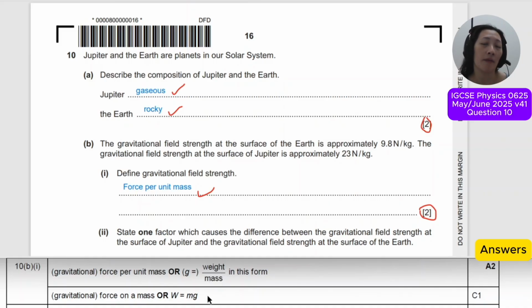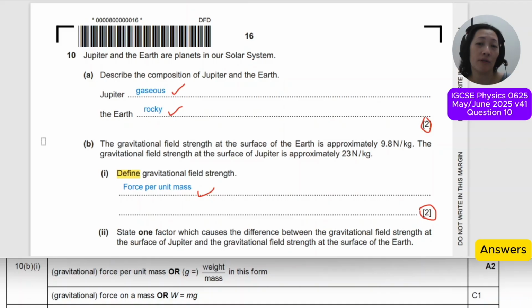If you wrote it in the form of W equals mg, you're writing W, which is the weight, as a subject instead of the gravitational field strength. That's why you won't be awarded the 2 marks. So how you write the answer is important, not just that the equation is the same thing in this case. And that's because the question is asking you for the definition and not asking you to do calculations.